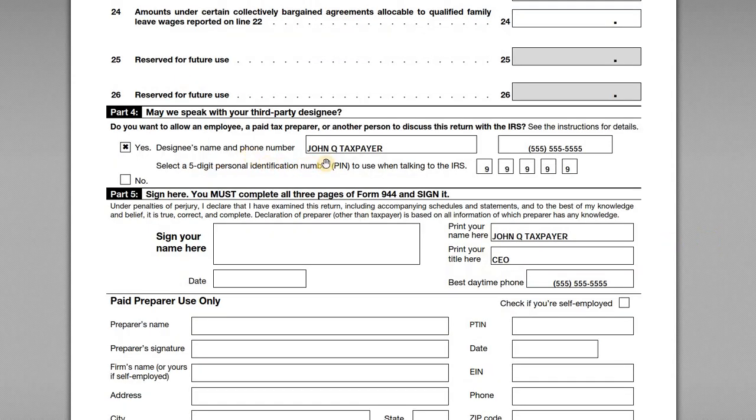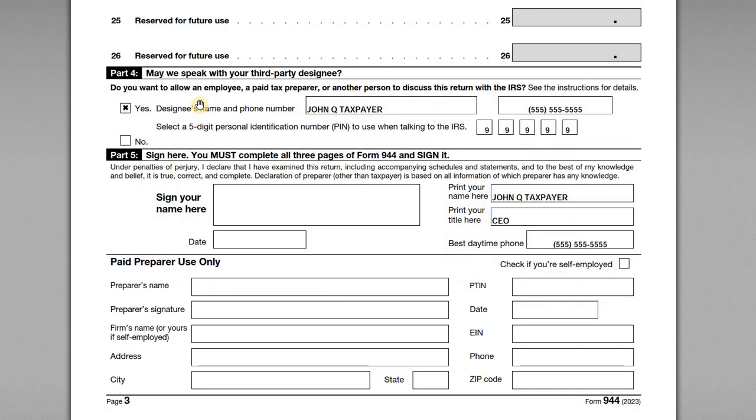Part 4. We've entered John's name again as a third-party designee. You don't have to put his name in there as the CEO and signer down here. That would be sufficient for him to speak to the IRS. But if you do want to appoint another person, so let's say an accountant or a lawyer to speak on your behalf as well, you can input their information there. So we've got Part 4 completed.